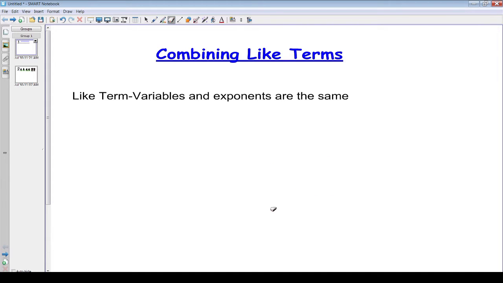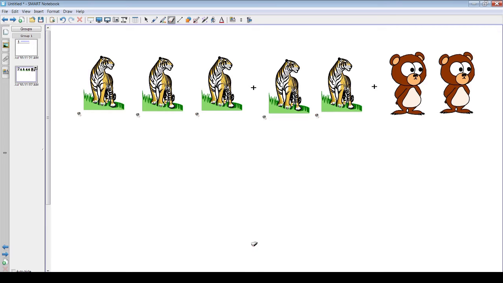I do like to think about this in terms of what you would learn in grade school, or the old phrase apples and oranges. You want to combine the same thing. So I have a quick little example here. If I have 1, 2, 3 tigers, and I add 2 tigers plus 2 little bears, if I ask you how many tigers there are, you would say there's 1, 2, 3, 4, 5 tigers.